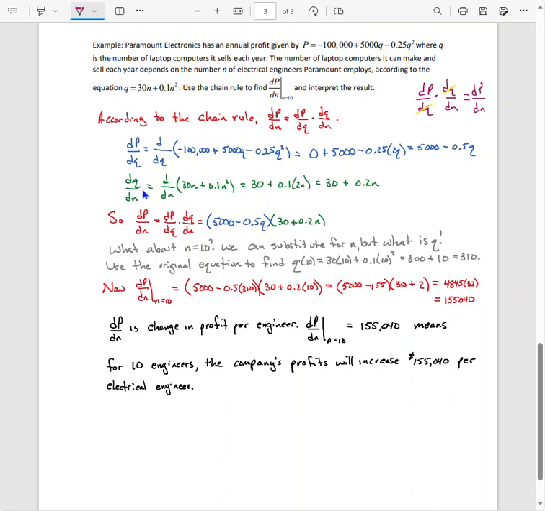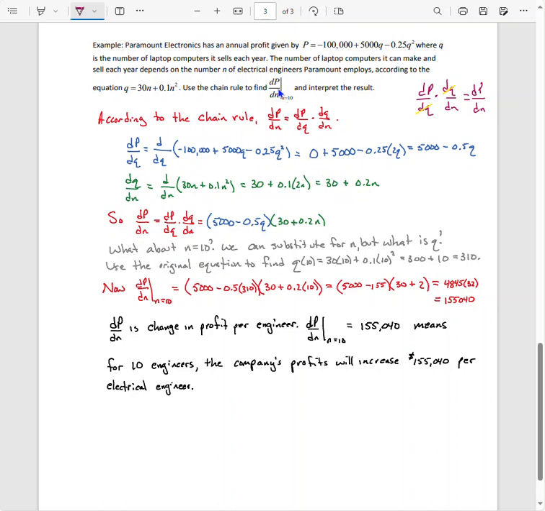We also have dQ/dN. That's the derivative with respect to N of my Q function, when N is the variable now. Q is the variable here, N is the variable here. Derivative of 30N is 30. The derivative of 0.1N squared is 0.1 times 2N, and that's 30 plus 0.2N.